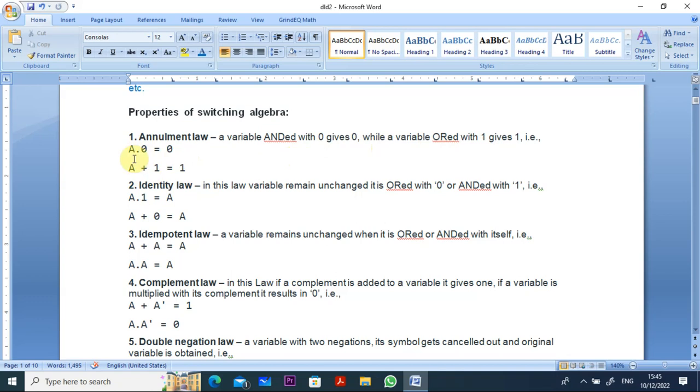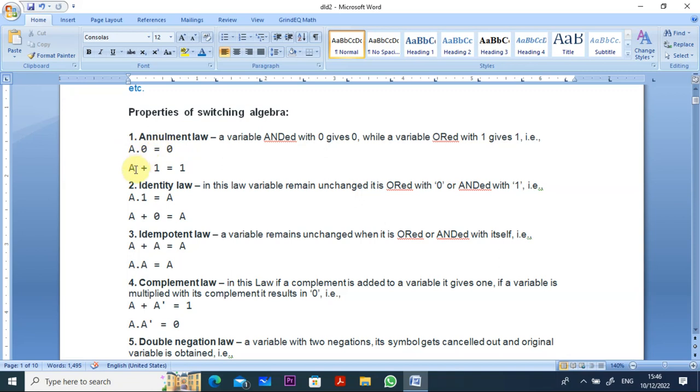What is the meaning of that? Say, for example, you take A is equal to 1: 1 into 0 becomes 0. If A is equal to 0, 0 into 0 is also 0. That means you take any value of A, multiply with 0, and the output will be 0. Similarly, you may say, sir, A plus 1 should be A.